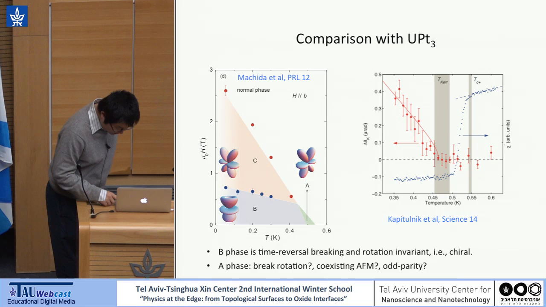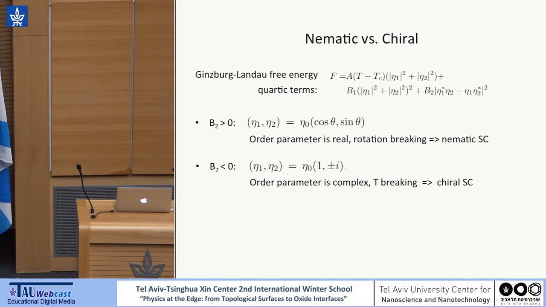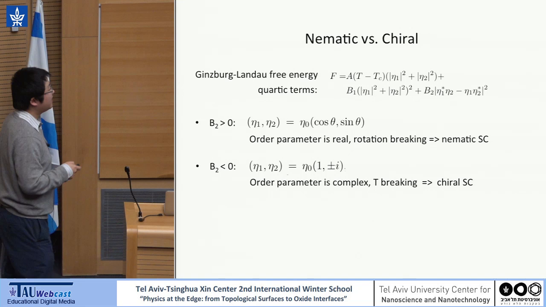So why is nematic state so rare? Okay? And why is that? What's the relation between nematic and chiral state? This can be understood from the Landau-Ginzburg theory for two component order parameter.